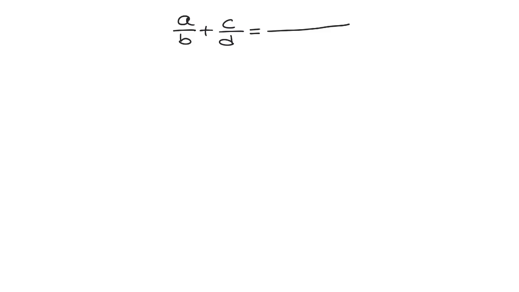A over B plus C over D equals A times D, plus, because we're adding these two fractions, B times C, all of which is over B times D. So I'll just write B times D on the denominator. And that's it. That's the formula.